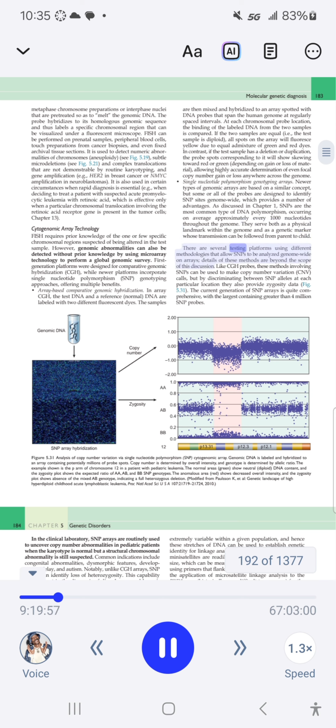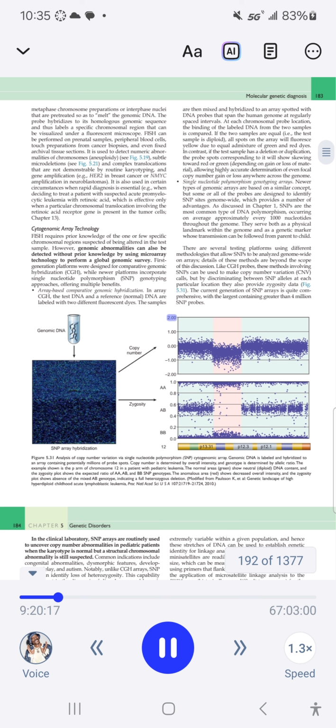There are several testing platforms using different methodologies that allow SNPs to be analyzed genome-wide on arrays. Details of these methods are beyond the scope of this discussion. Like CGH probes, these methods involving SNPs can be used to make copy number variation, CNV, calls. But by discriminating between SNP alleles at each particular location, they also provide zygosity data, Figure 5.31. The current generation of SNP arrays is quite comprehensive, with the largest containing greater than 4 million SNP probes.